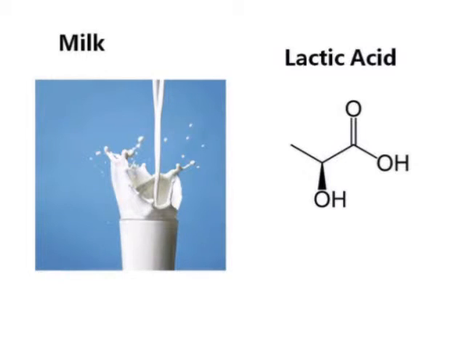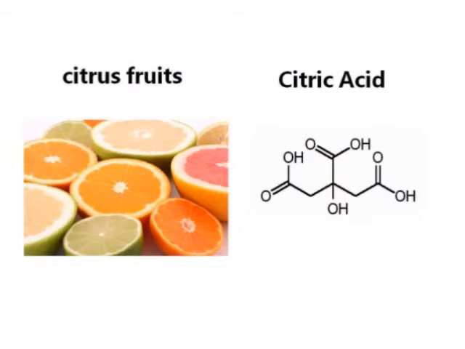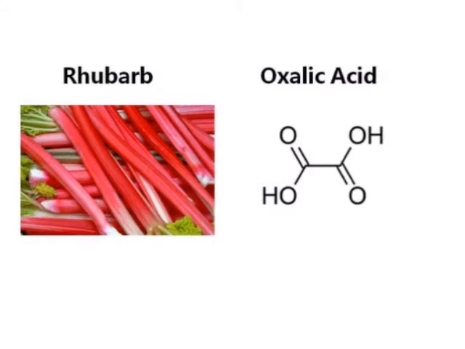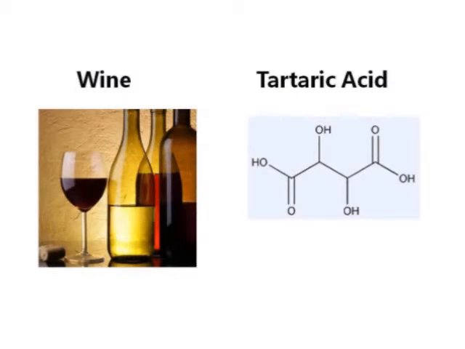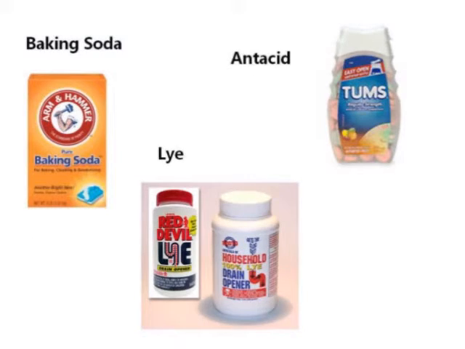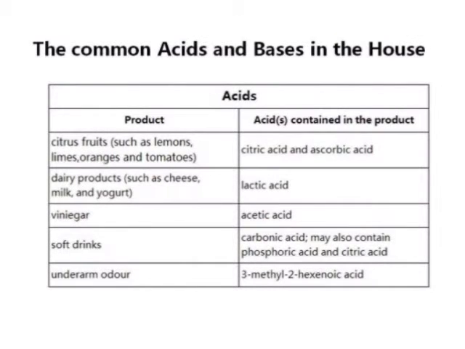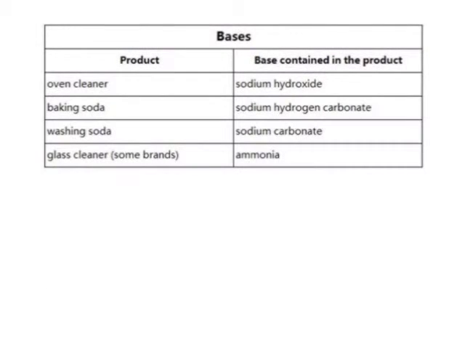Lactic acid occurs in sour milk, citric acid in citrus fruits, oxalic acid in rhubarb, malic acid in apples, and tartaric acid in wine. Baking soda, antacid, and lye all contain bases. The table lists some common acids and bases which you can find at home.